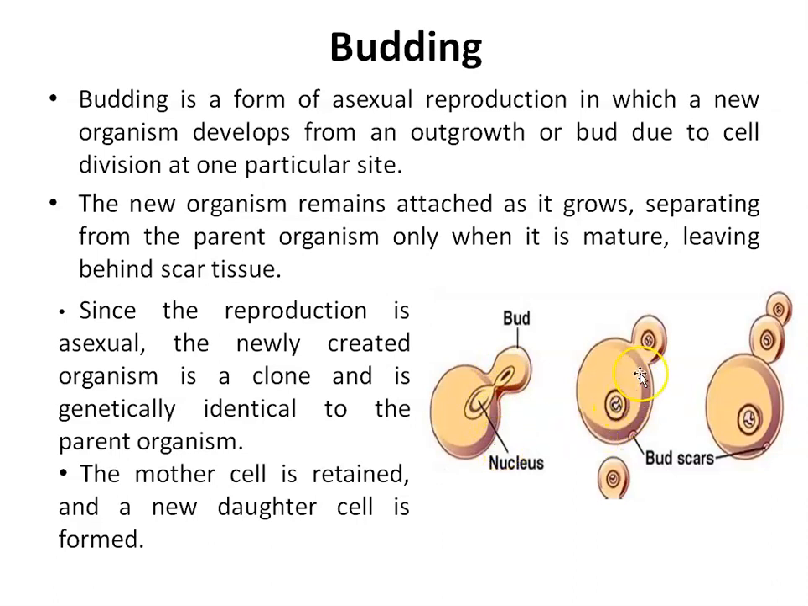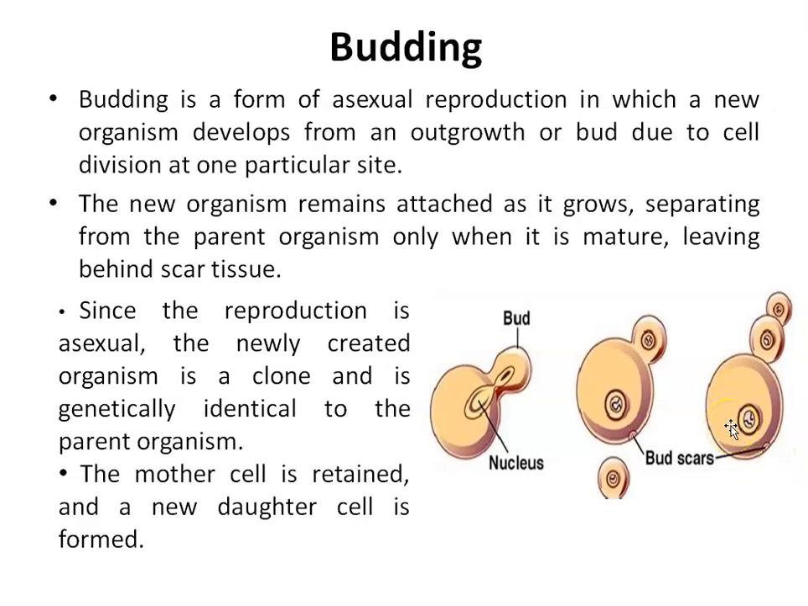You can see buds may be present anywhere. Here the bud can also be here. So when it matures, it separates from the parent cell, leaving behind scar tissue. These are scars. This is a bud scar, in this case here, right?